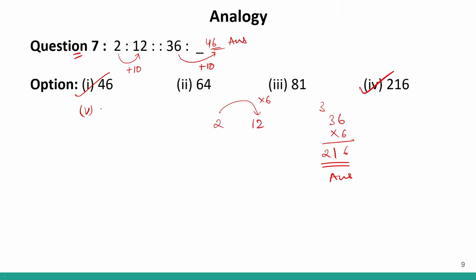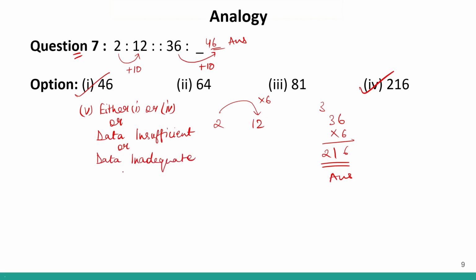In your examination, it could be either 1 or 4, or you can mark data insufficient, okay, or you can mark data inadequate, or you can mark that more than one option is correct. If you get any of these options, you will mark this. Okay? Otherwise, you will have only one correct answer.